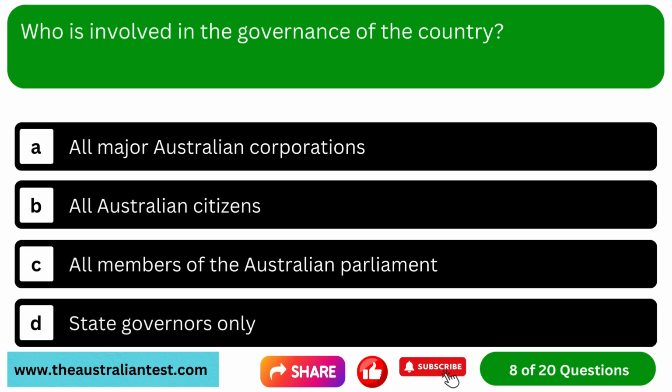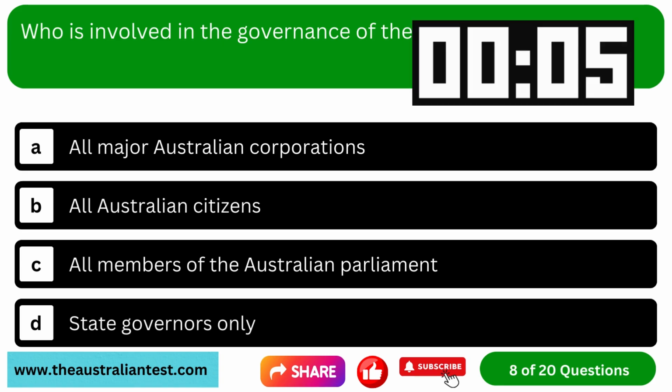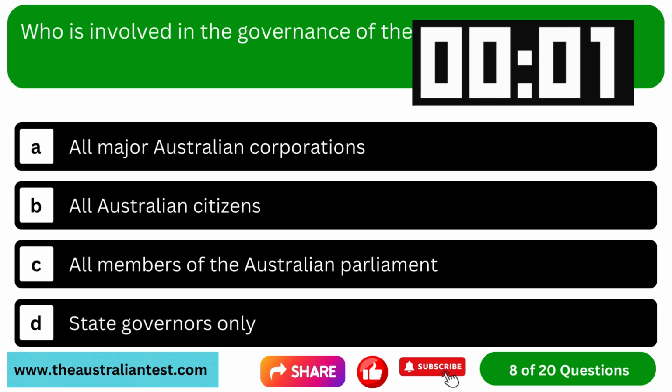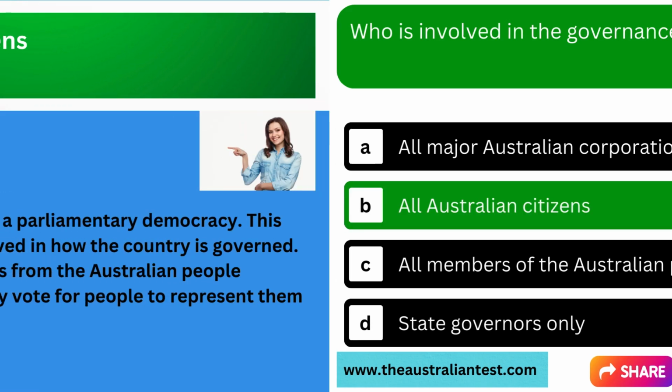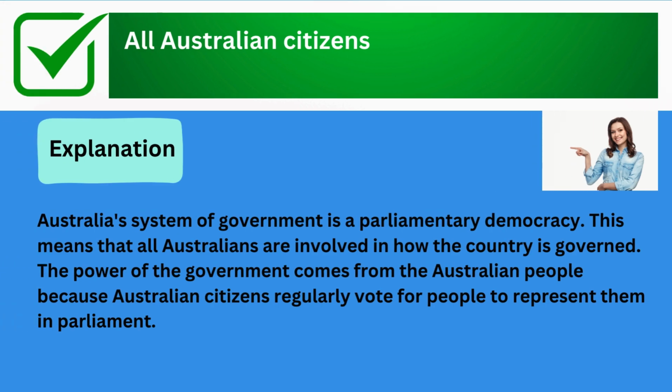Question 8. Who is involved in the governance of the country? Option A, all major Australian corporations. Option B, all Australian citizens. Option C, all members of the Australian Parliament. Option D, state governors only. The correct answer is all Australian citizens.